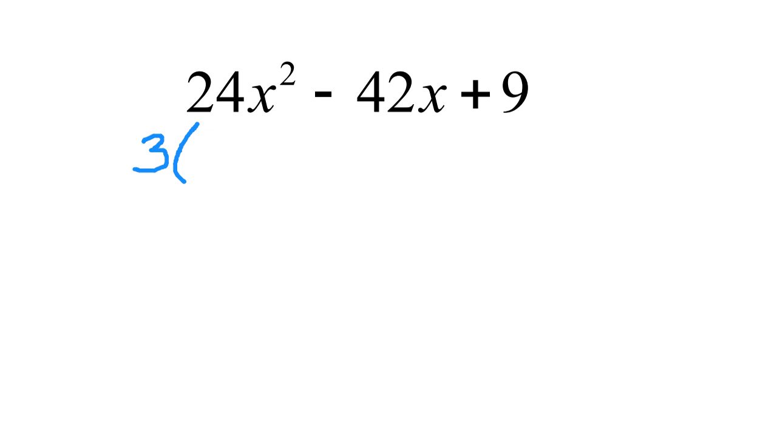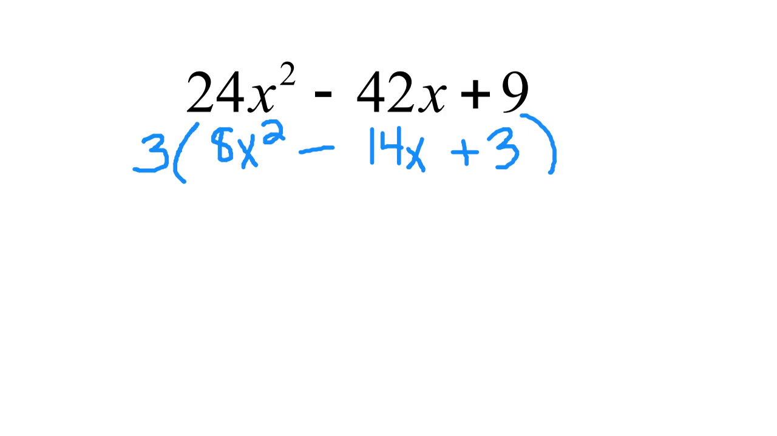24 divided by 3 is 8. So we have 8x squared. Bring down the minus sign. 42x divided by 3 is 14x. Plus 9 divided by 3 is 3.